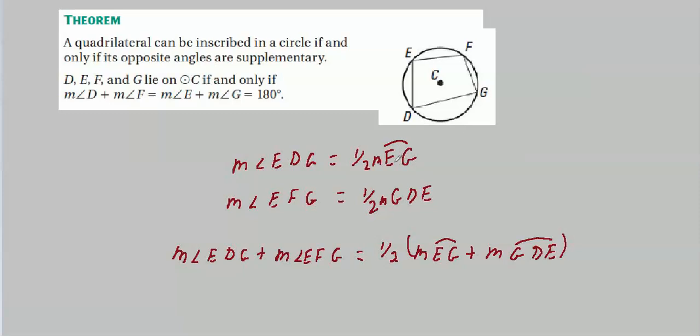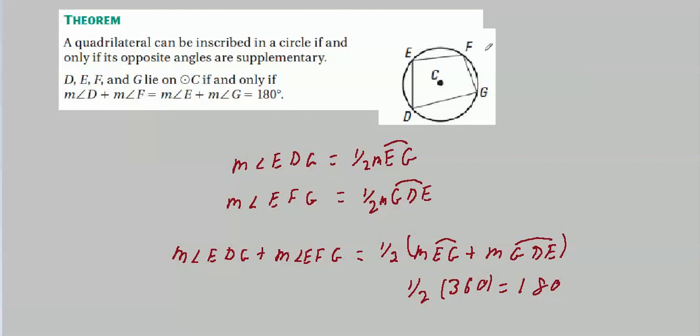Well, that's all the way around the circle, which is 360. So this part right here is 360. That's the sum of the measure of those two arcs. But there's a 1/2 in front of that. So that's 180, and that is angle EDG, this one here, plus EFG, or angle D and angle F. You could call them that also.